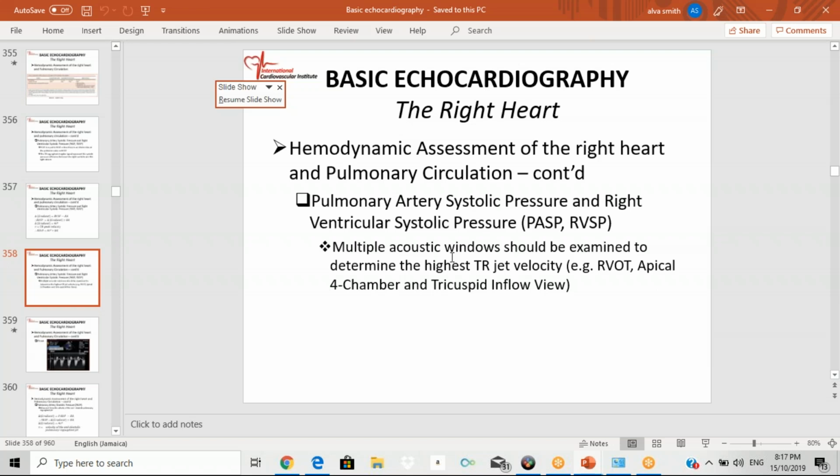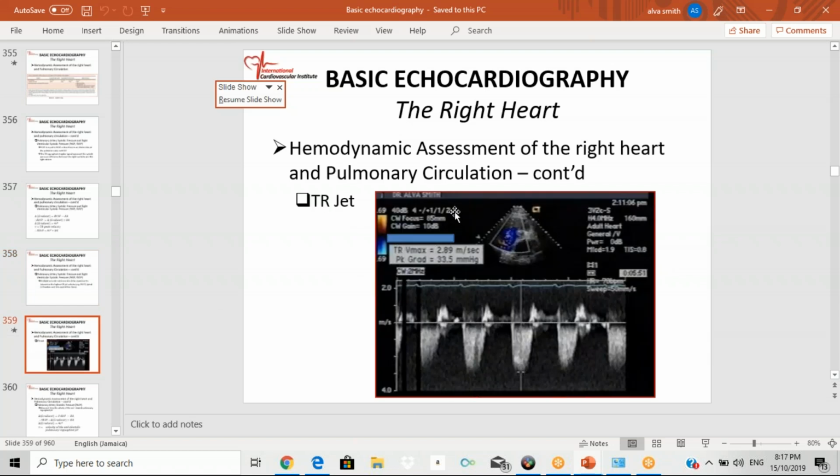Because the smaller the angle, the greater the velocity, because we use the cosine of the angle. So it's a Doppler technique, and multiple acoustic windows should be examined to get the highest velocity. And this is just an example.